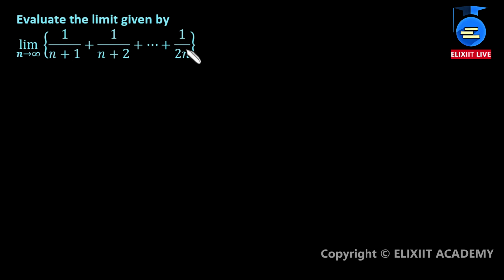What we do first is bring this into the format of limit n tends to infinity and sigma. We have to write this in terms of sigma representation, and then find out what the r by n function is over here. So this is limit n tends to infinity, summation r equals 1 to n. Obviously, we have 1 by n plus 1, 1 by n plus 2, and so on. This 1 by 2n is basically 1 by n plus n.